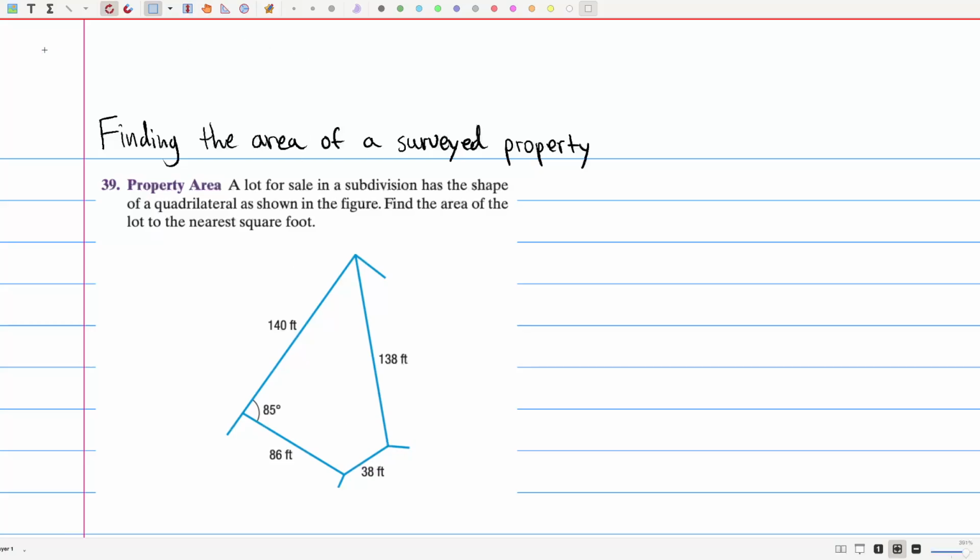One thing to know is that if you have a quadrilateral where you only know the side lengths and one angle, it's ambiguous, because these two sides, this one and this one, could also have come in this way, which gives you a very different area than where it goes out like this. So we're going to assume that the figure is accurate and that this angle is supposed to be an obtuse angle. Okay, so how should we start?